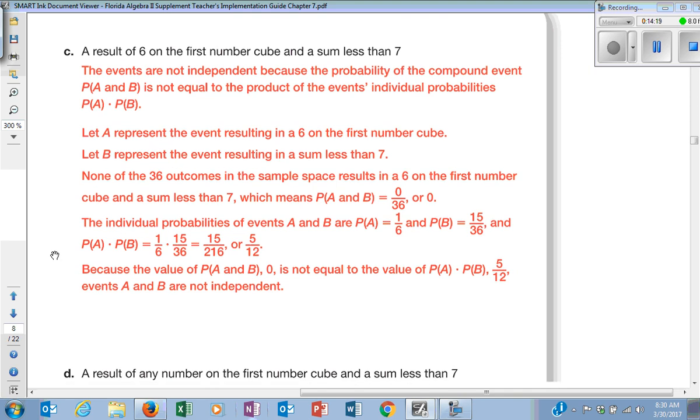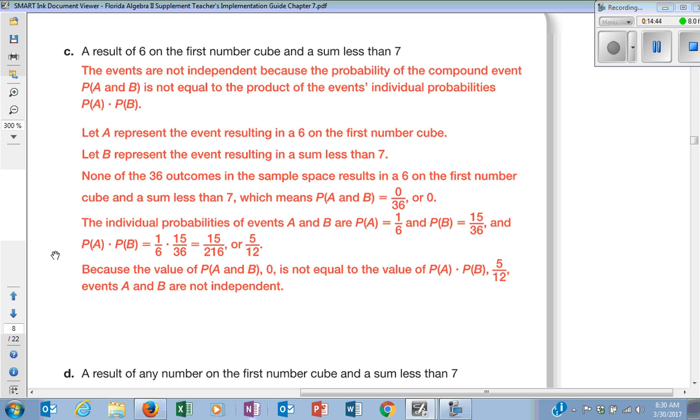A result of any number on the first cube and a sum of less than 7. Okay? What are the chances of getting the first number on the number cube? 6 out of 6, right? You're going to get a number.